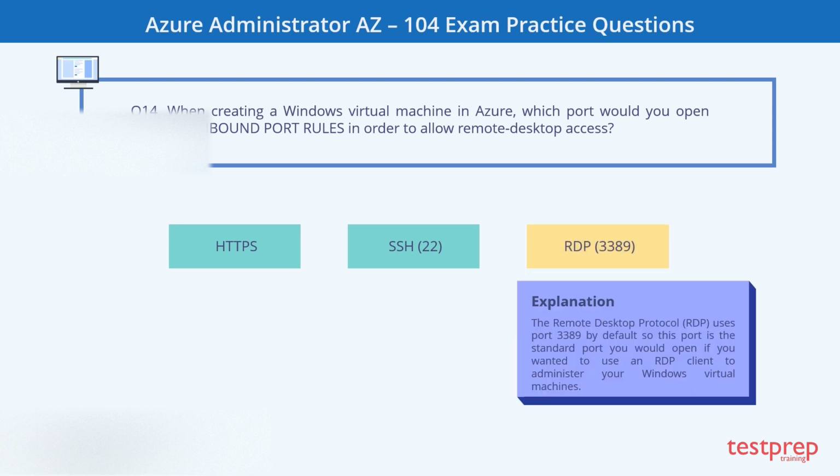The correct answer is 3. RDP, 3389. The Remote Desktop Protocol, RDP, uses port 3389 by default, so this port is the standard port you would open if you wanted to use an RDP client to administer your Windows virtual machines.